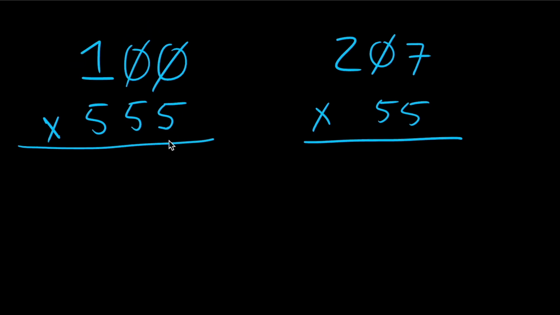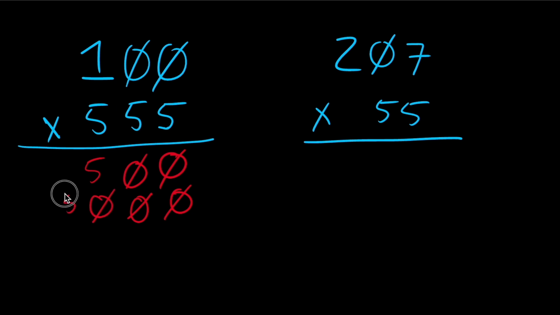Next problem. 100 times 555. So 5 times 0 is 0. 5 times 0 is 0. 5 times 1 is 5. We add this 0. Same thing. 5 times 0 is 0. 5 times 0 is 0. 5 times 1 is 5. And then we add 2 zeros. This is the next row, or the third row. 5 times 0 is 0.